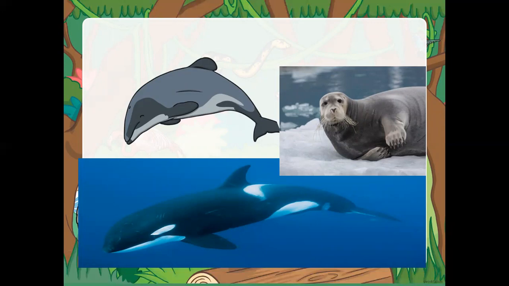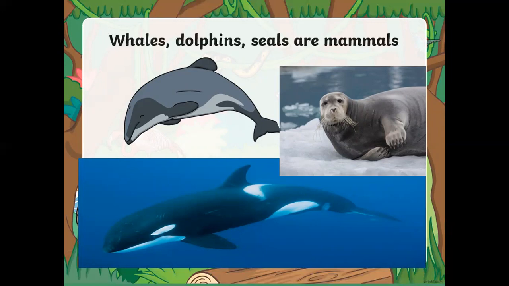So they have fins so they can swim. Sharks and whales and seals, they are mammals because they have all the features of the mammals. Oh my God. Yes, they are mammals that live under the water. Dolphin and seals, they are not fish. They are mammals.